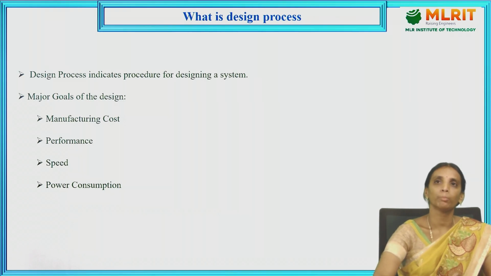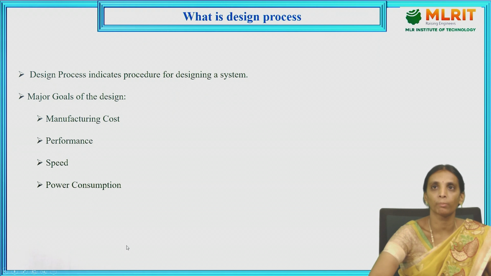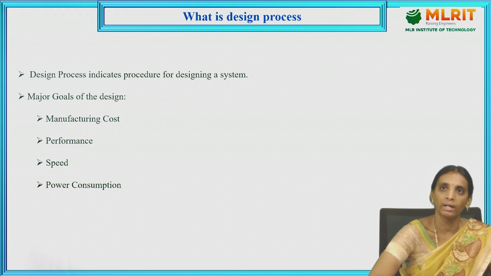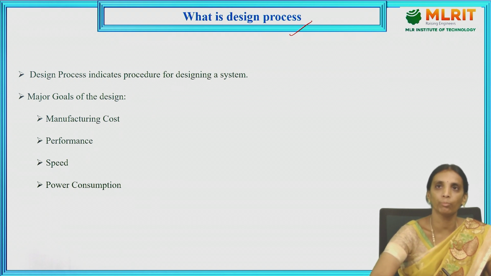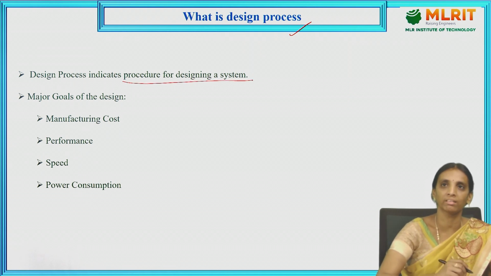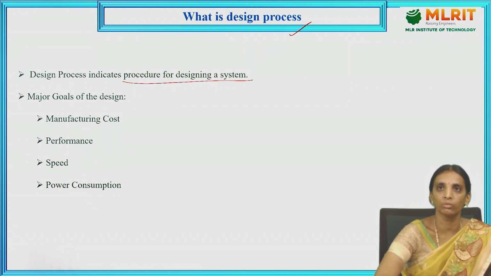In the previous session we discussed the purpose of embedded systems. We explained the devices which are used for each purpose of the embedded system, and how many purposes there are for using embedded systems in so many applications. In today's session, we are going to discuss the design process. So, what is a design process? The design process indicates the procedure for designing a system. What are the various steps involved in the development of embedded system design?